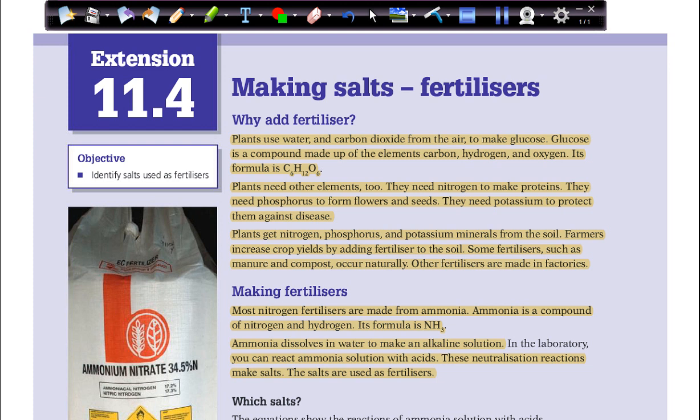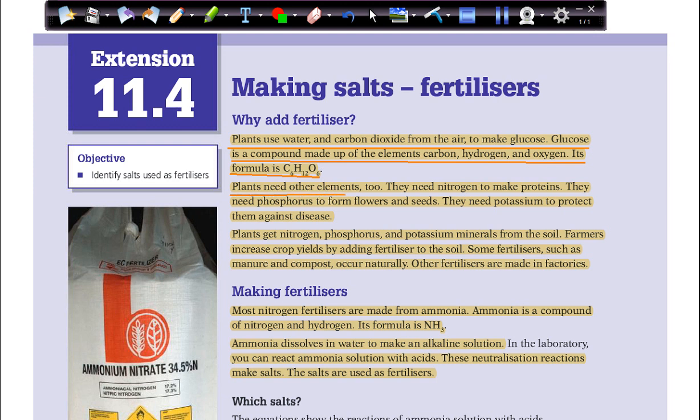Plants use water and carbon dioxide from the air to make glucose. Glucose is a compound made up of the elements carbon, hydrogen, and oxygen. Its formula is C6H12O6. I know someone that loves this formula. So this is the glucose.